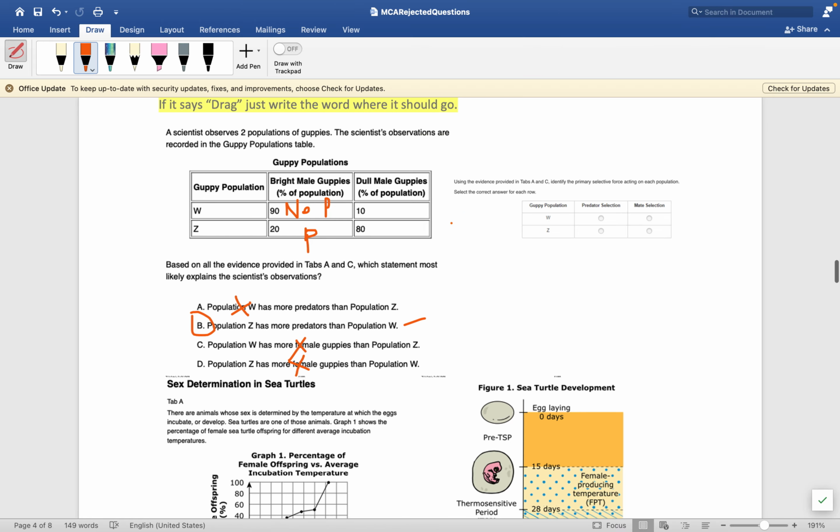Okay, this question kind of correlates with this. Use the evidence provided in tabs A through C, basically everything we've read so far. Identify the selective force acting on each population. Select the correct answer for each row.